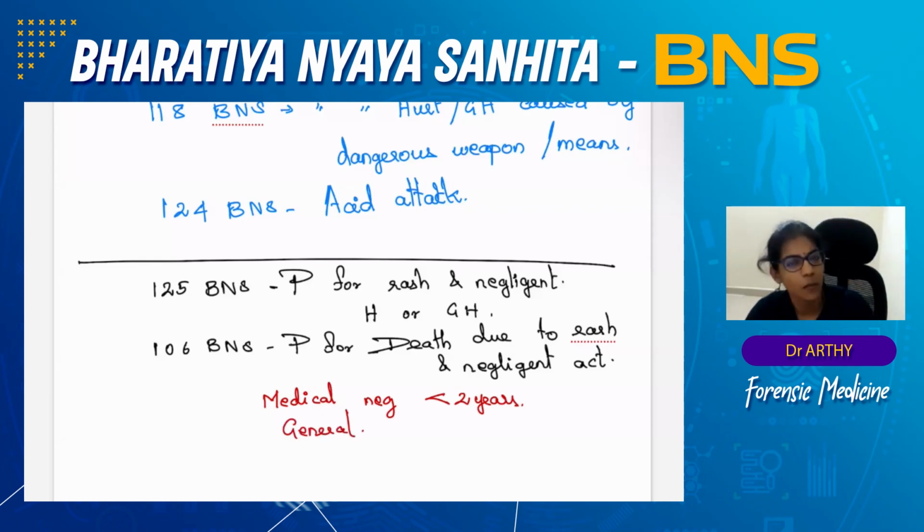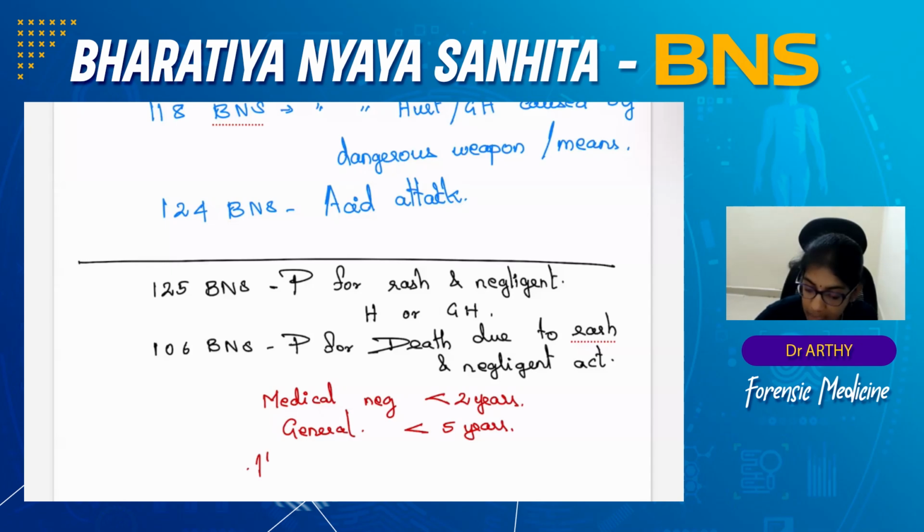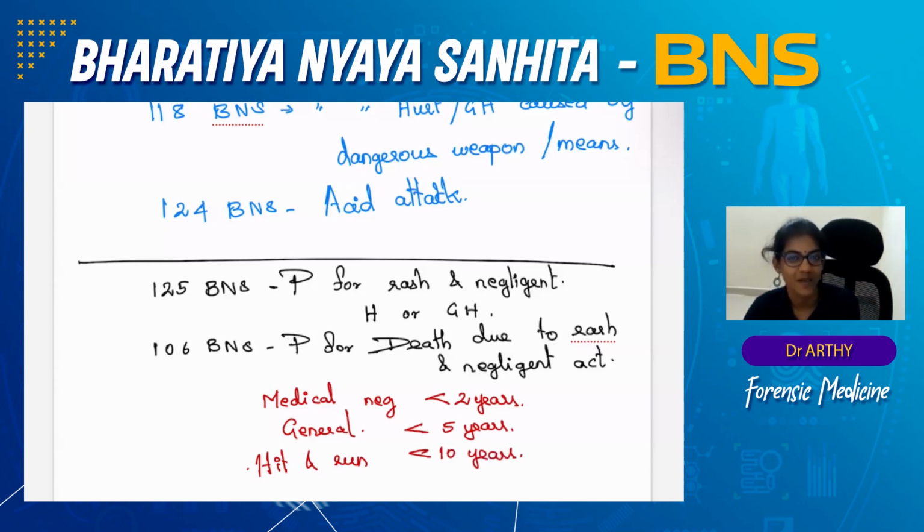Then they said, okay, in general, like me drinking water and then throwing the glass jar outside is a general act. A guy not drunk driving at a very high speed is a general act. So they are all considered for less than 5 years. Now, hit and run is considered up to 10 years. So this they brought in. Previously, everything together was just 2 years. Now they said, okay, let's break it down, and they broke it down.